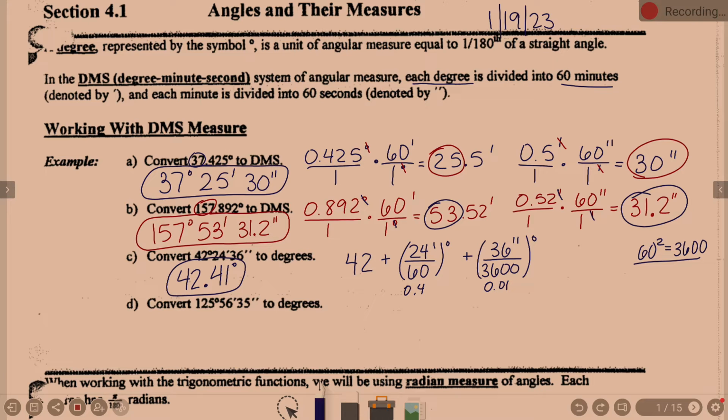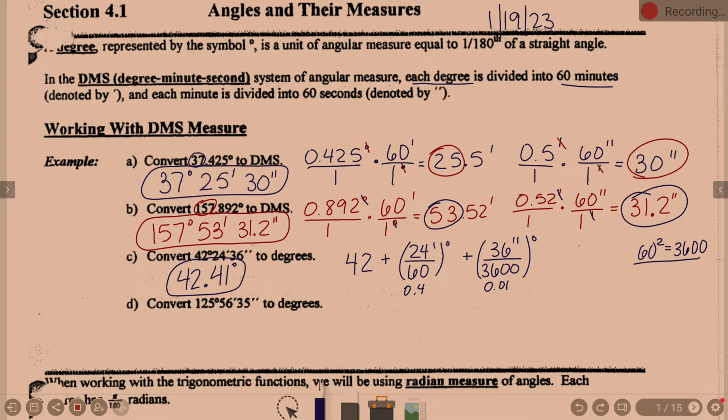Okay, now, did you figure out how to do it on your calculator all at once? Yes. I mean, if I do 42 plus, I can do a fraction. 24 over 60 plus a fraction of 36 over 3,600. Okay, guys, now, I get a fraction answer.